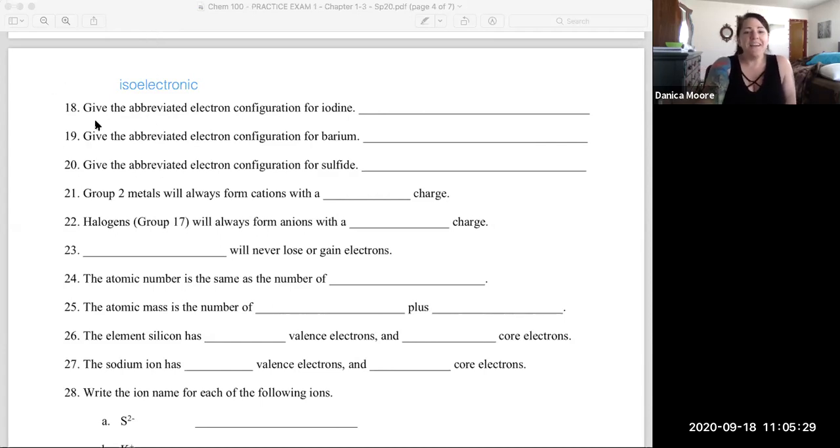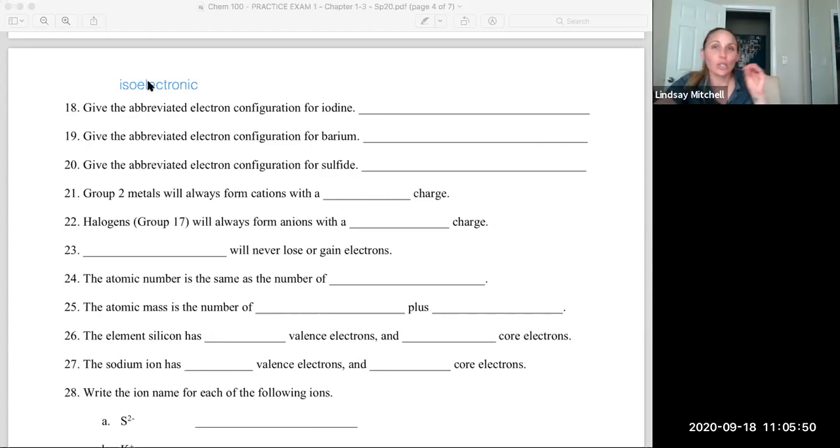But yeah, isoelectronic is the idea that you can have the same electron configuration for different ions with a particular noble gas. Questions? Lindsay, you're muted.